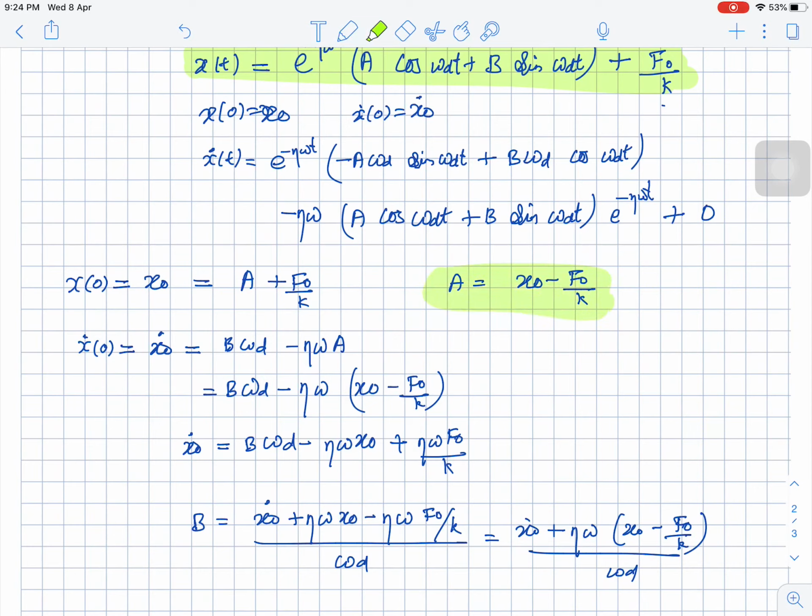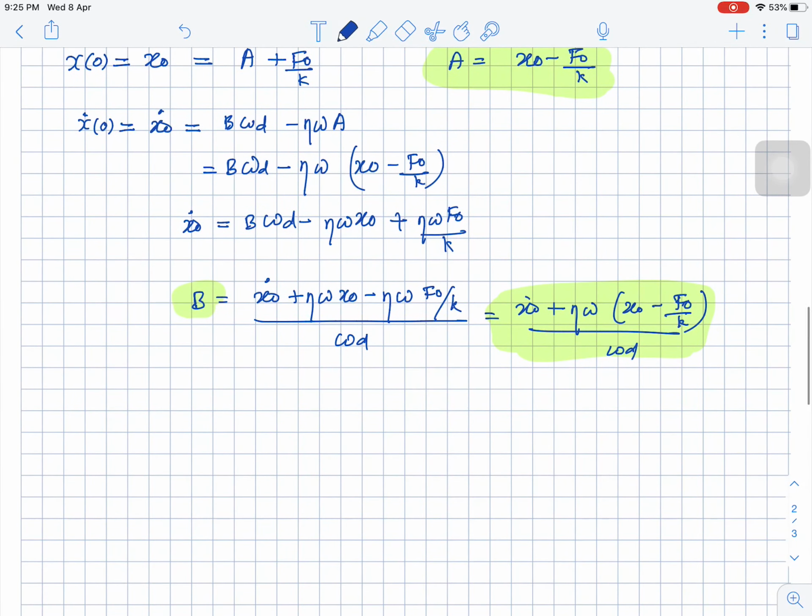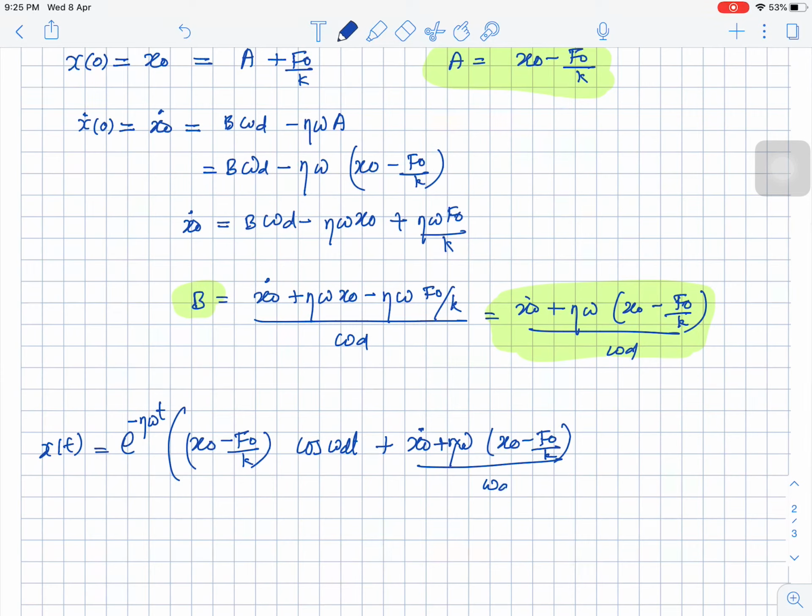So this is a and this is b, and we will substitute into the solution. So x of t will be e power minus zeta omega t, where a is x naught minus f naught by k, times cos omega d t, plus b is x dot naught plus zeta omega times x naught minus f naught by k, divided by omega d, times sine omega d t, plus f naught by k.